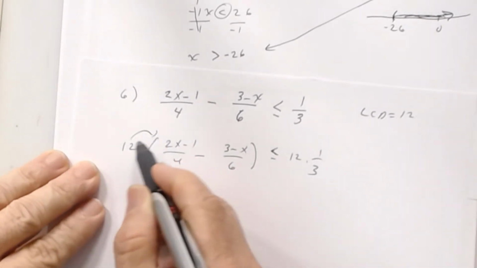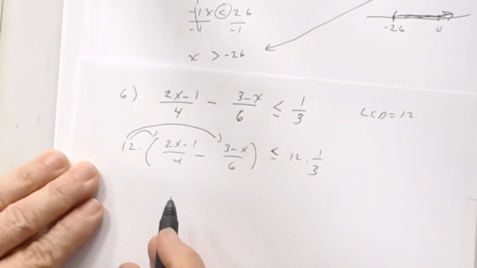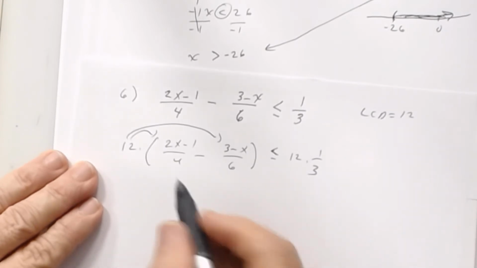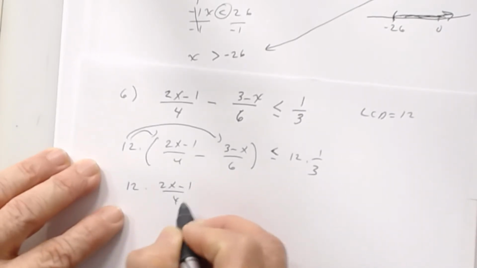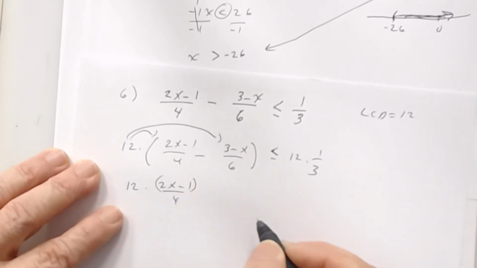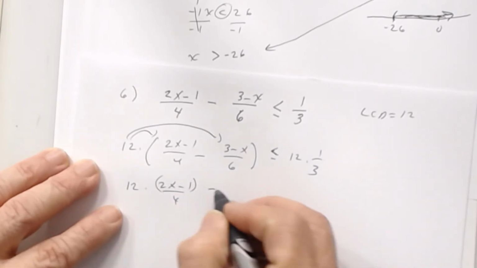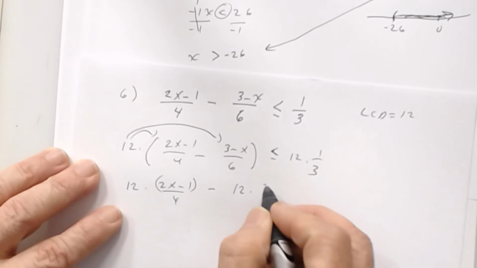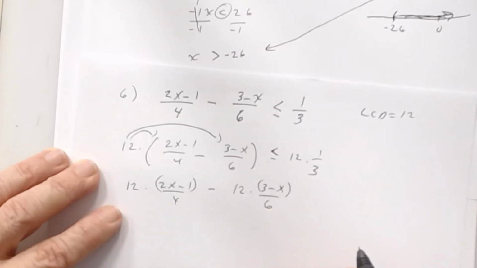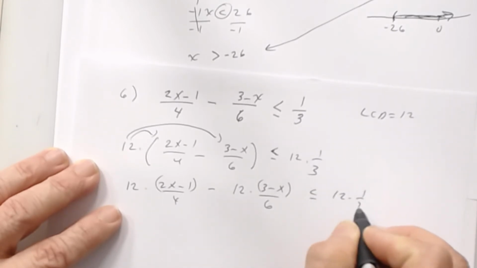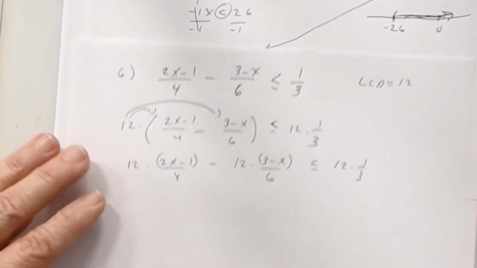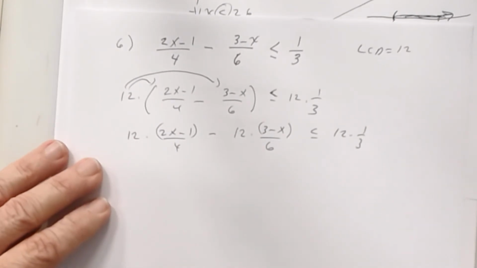You got to say 12 times this and 12 times this. So you can say 12 times 2x minus 1 divided by 4, and I'm going to put parentheses around the numerator, minus, and then 12 times 3 minus x divided by 6, I'm going to put parentheses around the numerator, is less than 12 times a third. So that's where I'm at. Note that each one of the parentheses has to be multiplied by 12.